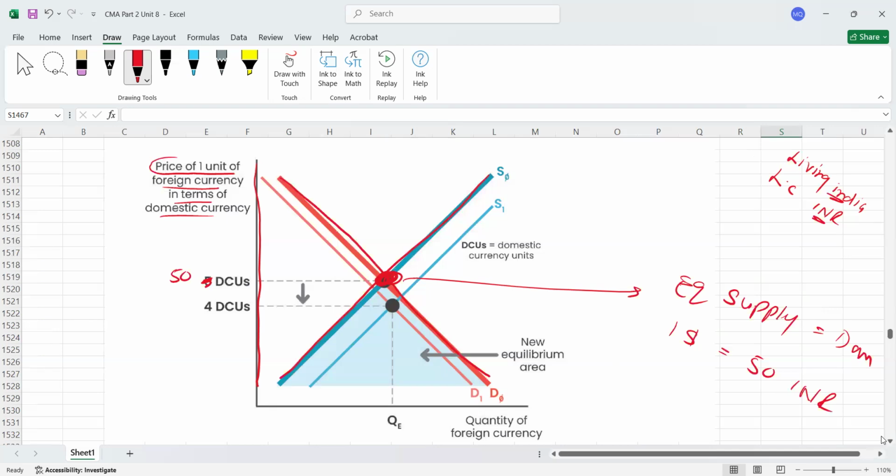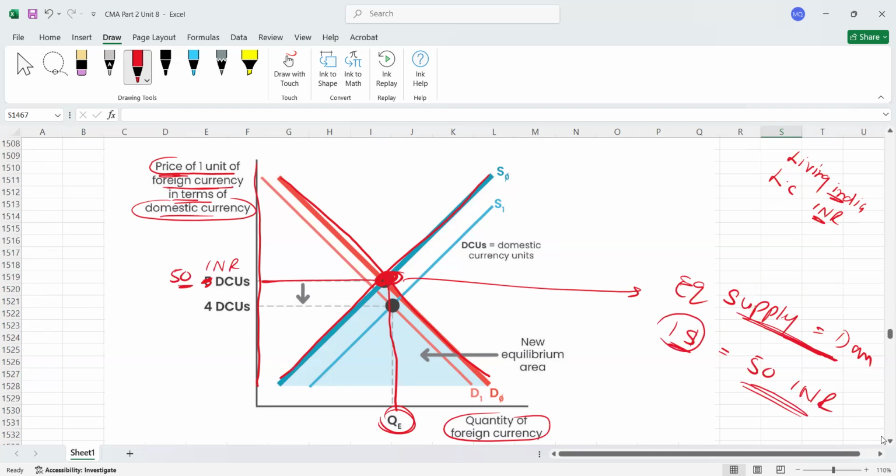Here, what's written vertically? Price of 1 unit of the foreign currency in terms of domestic currency. It means these are domestic currency units, you can say Indian rupees. And this was your equilibrium price, and this is your equilibrium quantity. Equilibrium quantity is the quantity of the foreign currency. Here the demand and supply of the foreign currency equate, and at this equilibrium point the rate is $1 equals 50 rupees. Now think this way: to buy $1, how many Indian rupees are you paying? 50 rupees. Now see what happened.